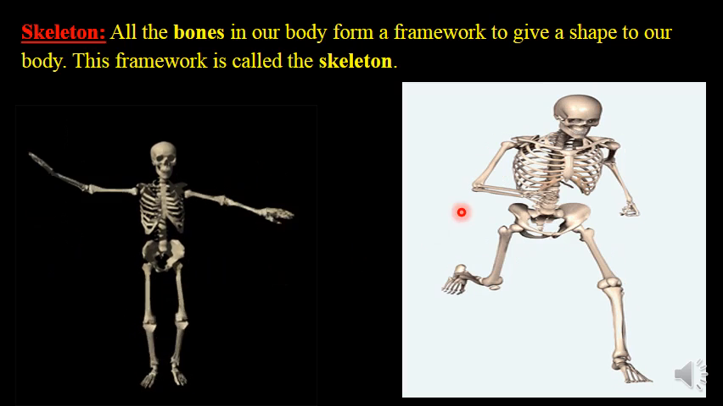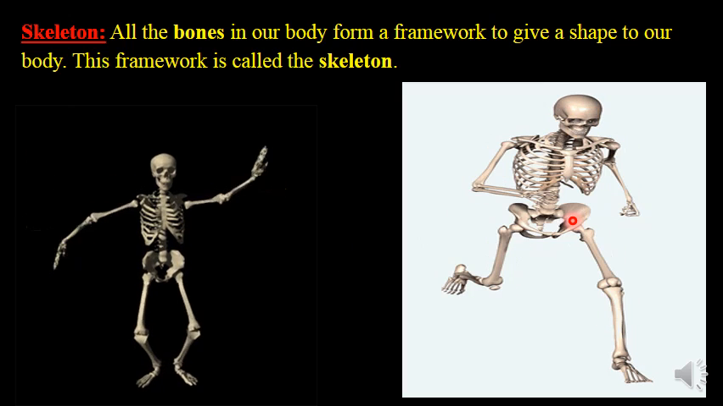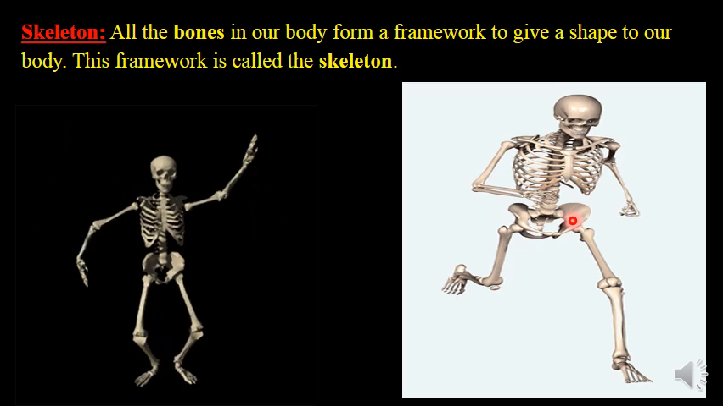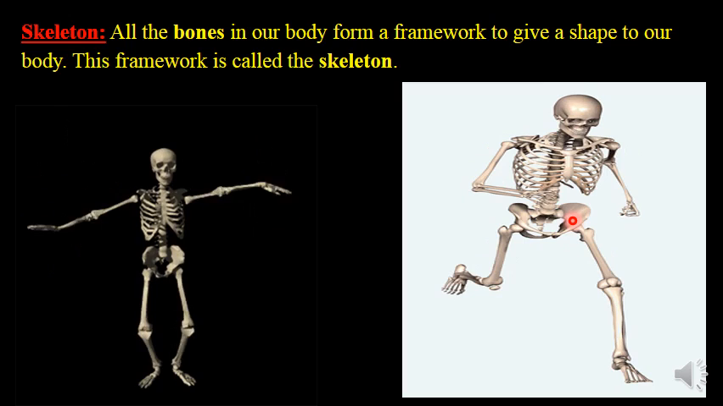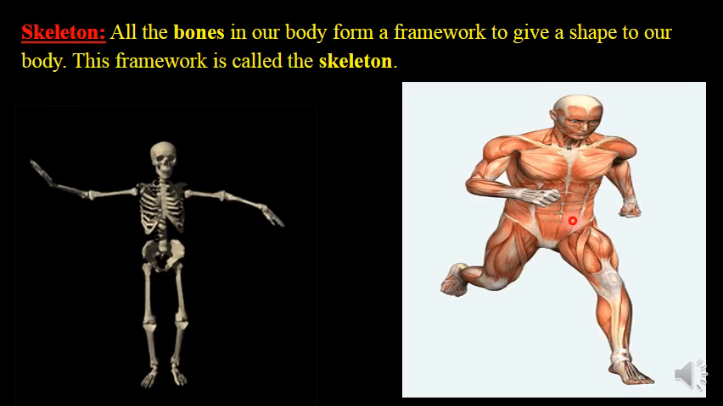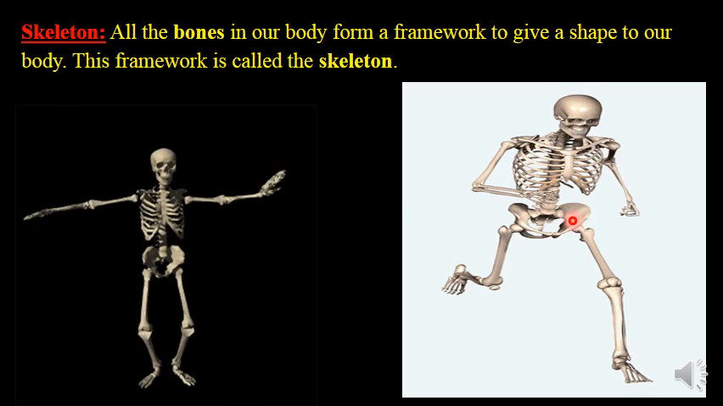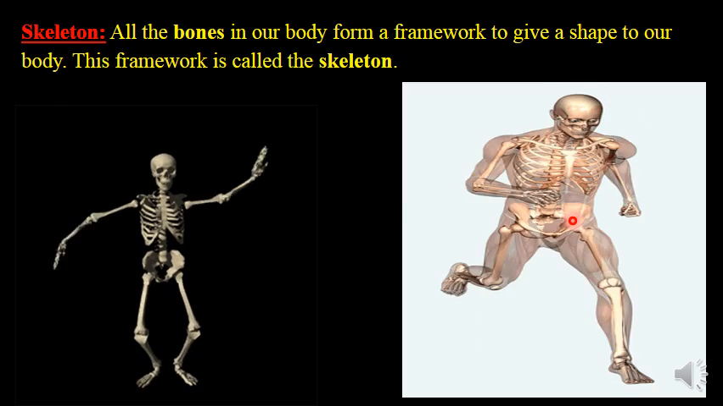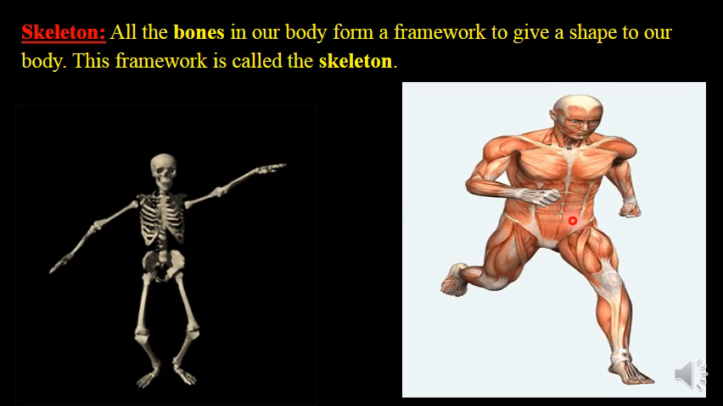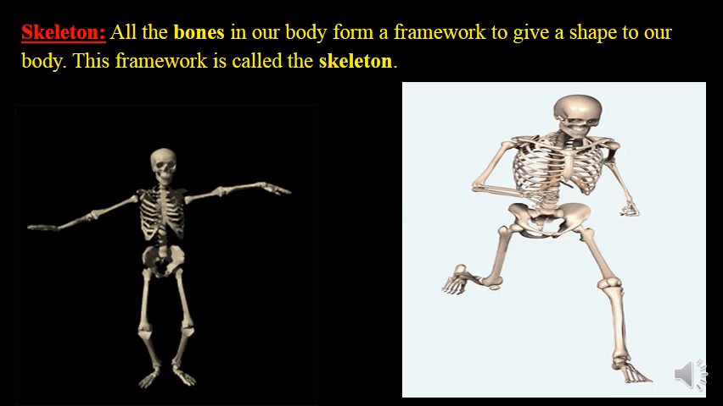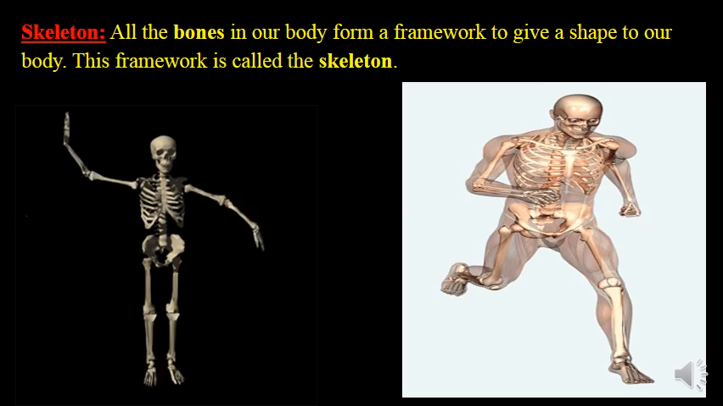Later it is filled with muscles, flesh and skin. Based on the amount of muscle and fat deposition and color and structure of the skin, we look different. But inside all of us have same 206 bones in our body. Okay, skeleton is a framework of our body. It gives shape to the body.